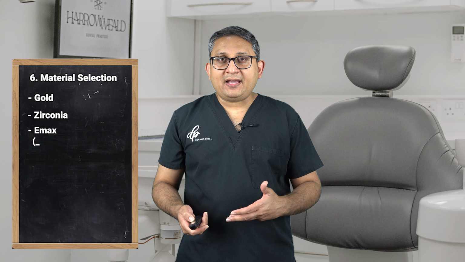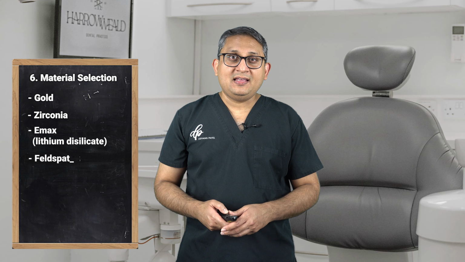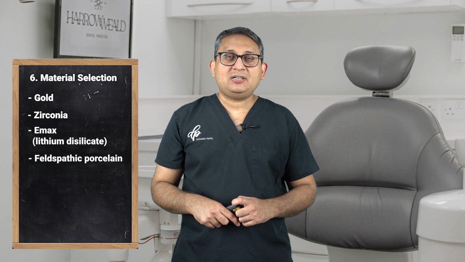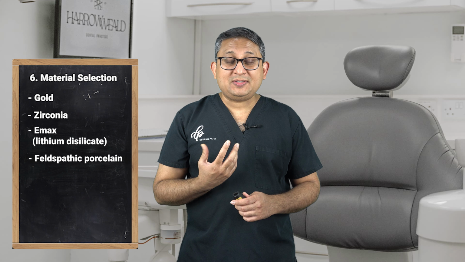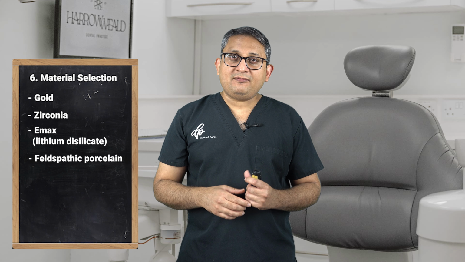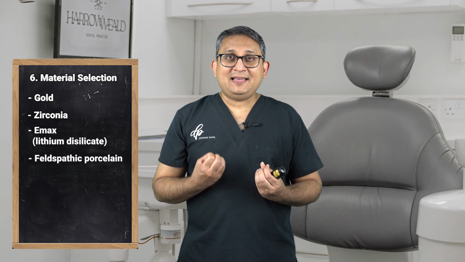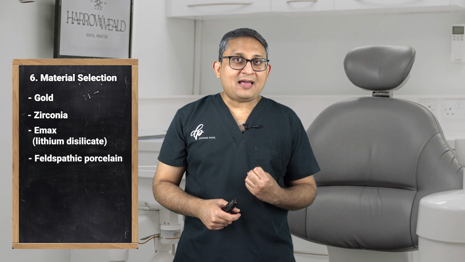Or you are going to use any sort of Emax, which is lithium disilicate, or feldspathic porcelain. Now here, this is an onlay, again of Emax, which is a very popular material for posterior restoration. Also for veneers, if you're doing anterior veneers, you might want to use Emax. Feldspathic veneers are really lifelike veneers. They have much nicer aesthetics. However, they can be very fragile, so you need to handle them with care.